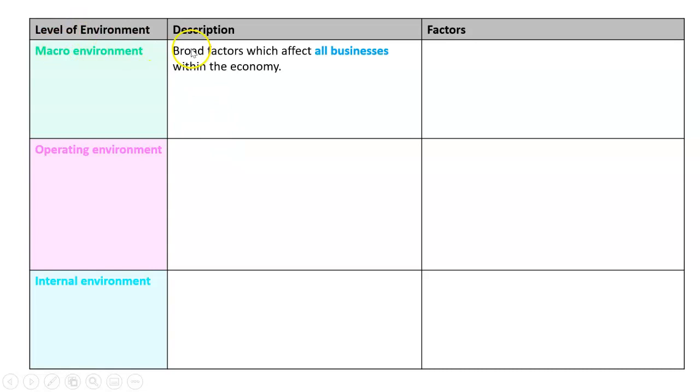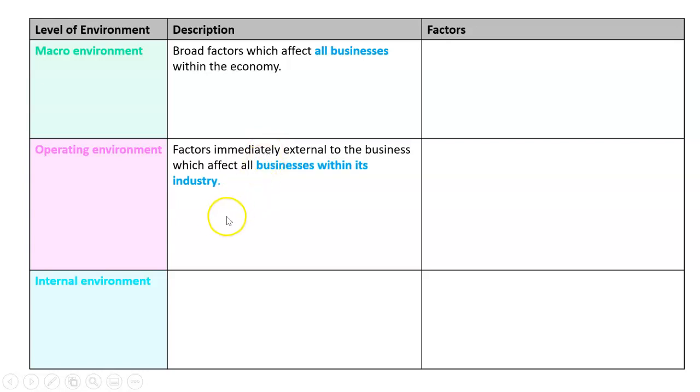Okay, so what's the macro environment? Well, that's the broad factors which affect all businesses within the economy. What's the operating environment? Well, they're the sort of factors, they're external to the business and they affect just the businesses in our industry. And then the internal environment are the factors within the business itself.